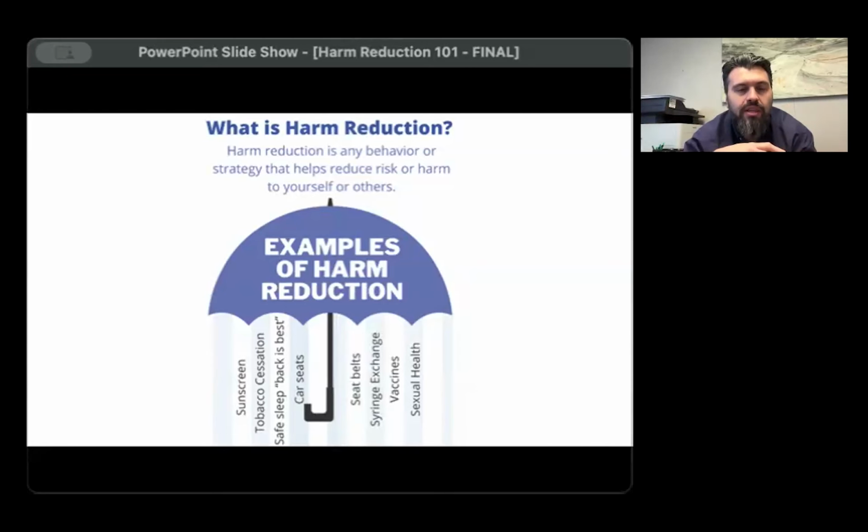And we do that in a lot of different things in medicine. Sunscreen's one of them. We may practice those same things with tobacco cessation, car seats, seat belts, all those different things we do here in medicine. We're already doing these things when it comes to harm reduction.